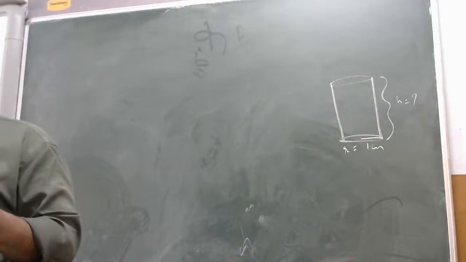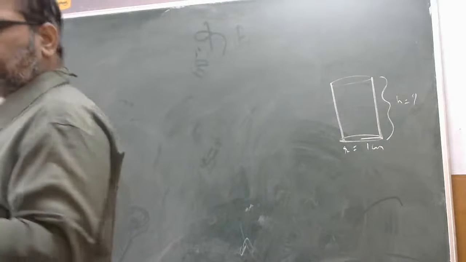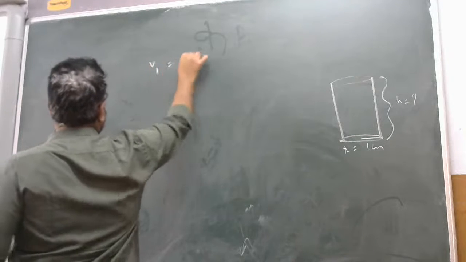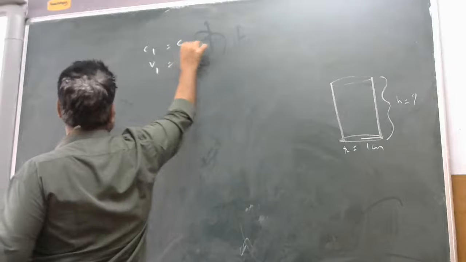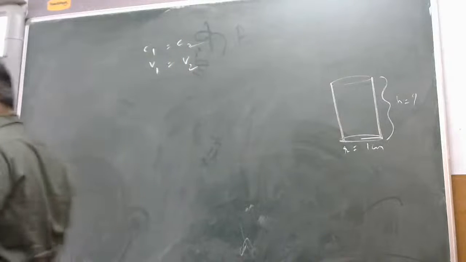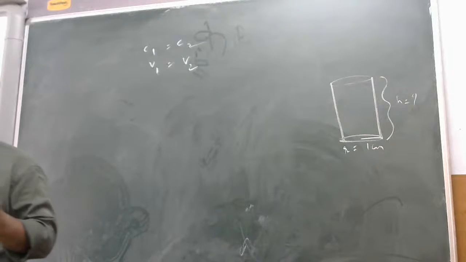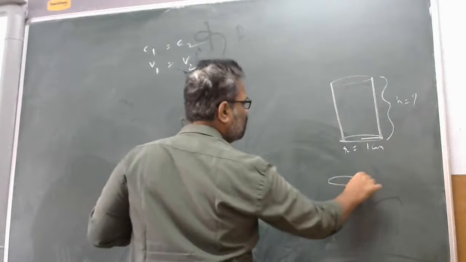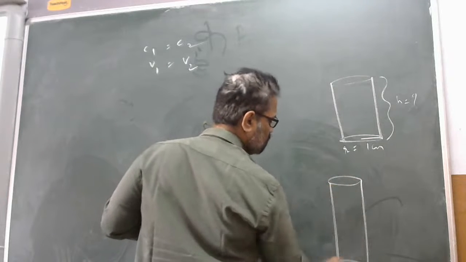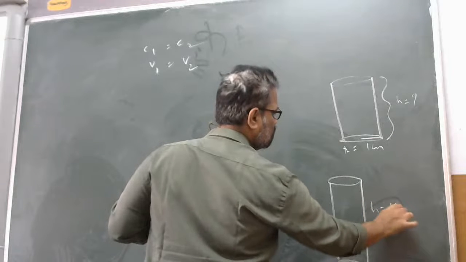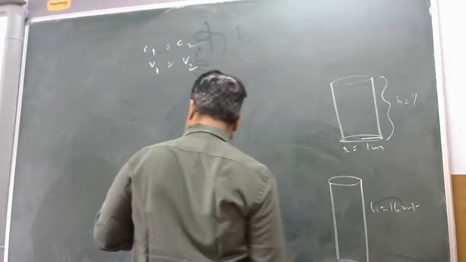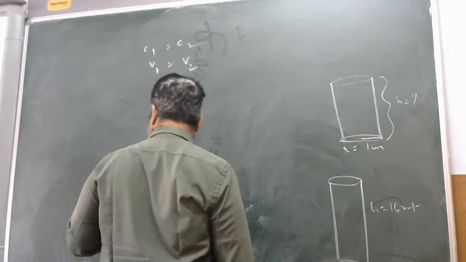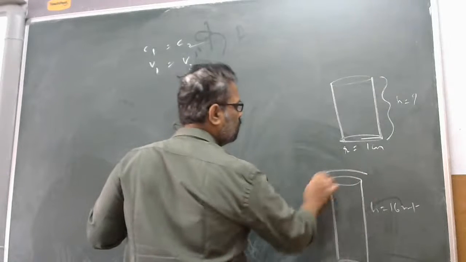Recast into a hollow cylinder. So both are cylinders only. Cylinder 1, volumes are the same. Cylinder 2 also. Recast into a hollow cylinder of length 16 centimeters and external diameter 20 centimeters.